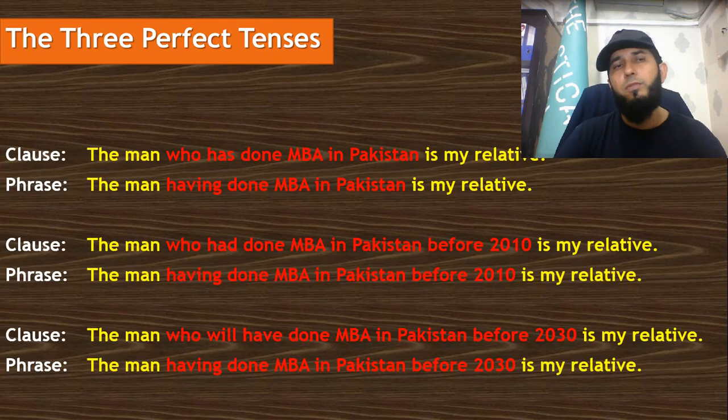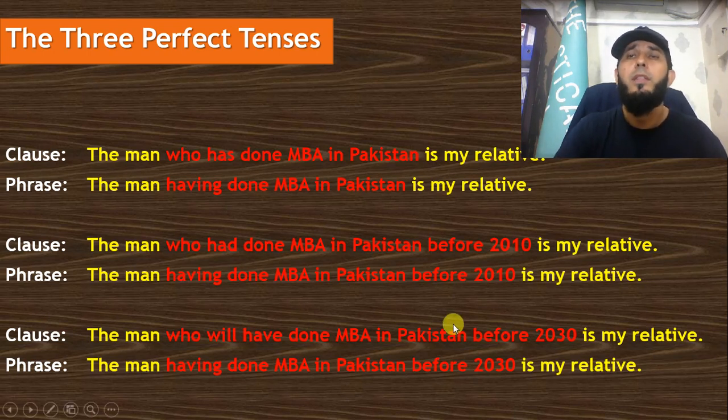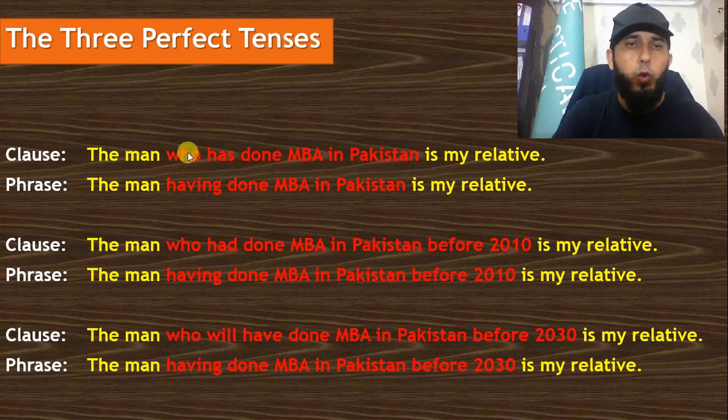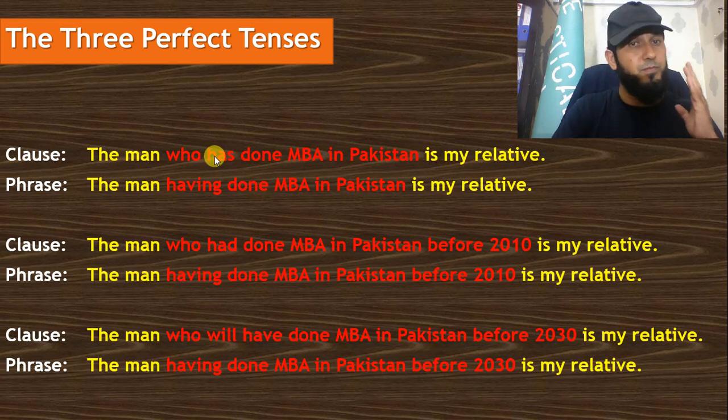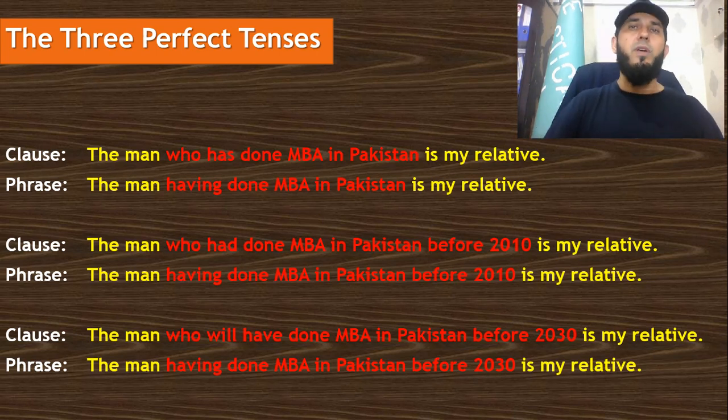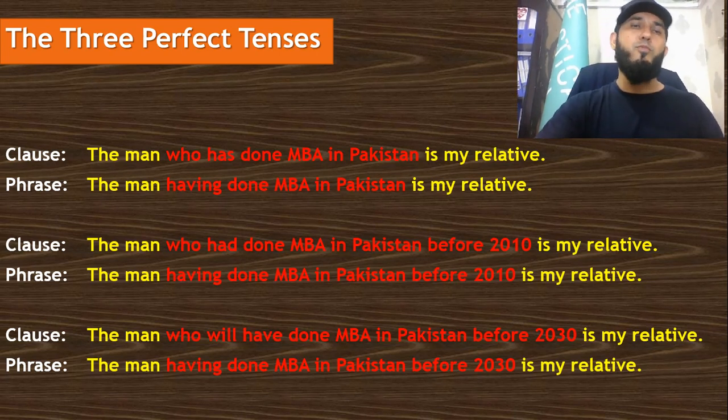Now the three perfect tenses. Again, number one, class. The man who has done MBA in Pakistan is my relative. So what you do, you remove the relative pronoun who, and you change this helping verb has to its ing form, which is having, and then you bring the rest of the clause. So look here at the second sentence: the man having done MBA in Pakistan is my relative. So this is how you change an adjective clause to a modifying phrase if present perfect tense is used there.